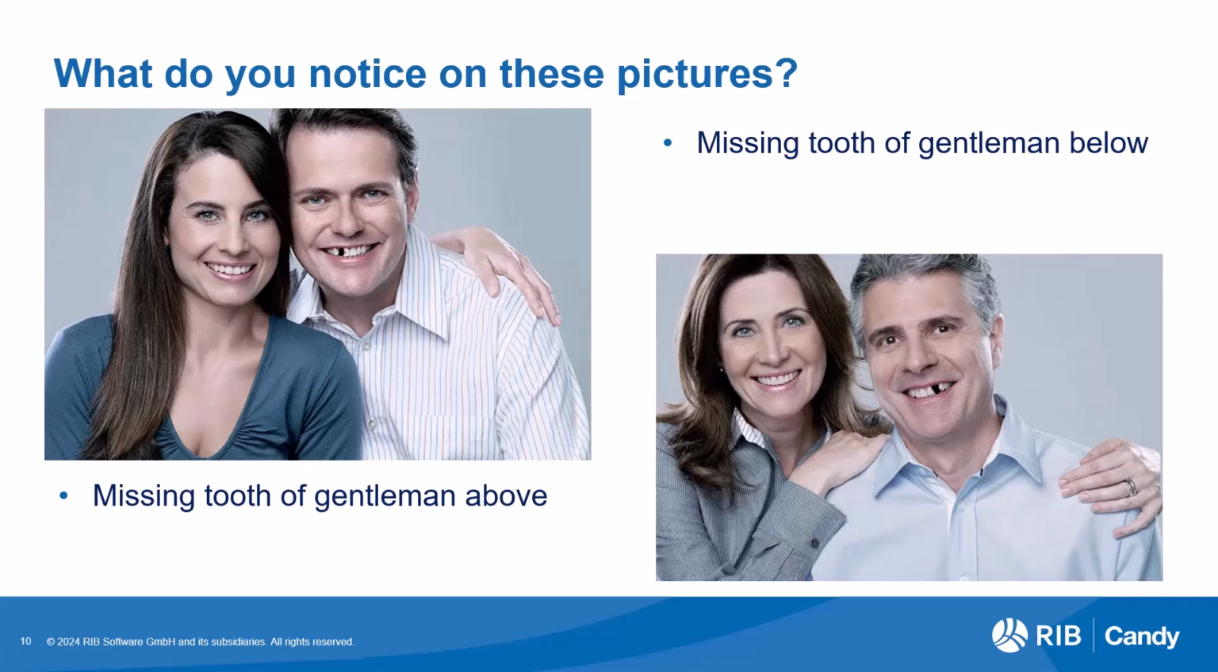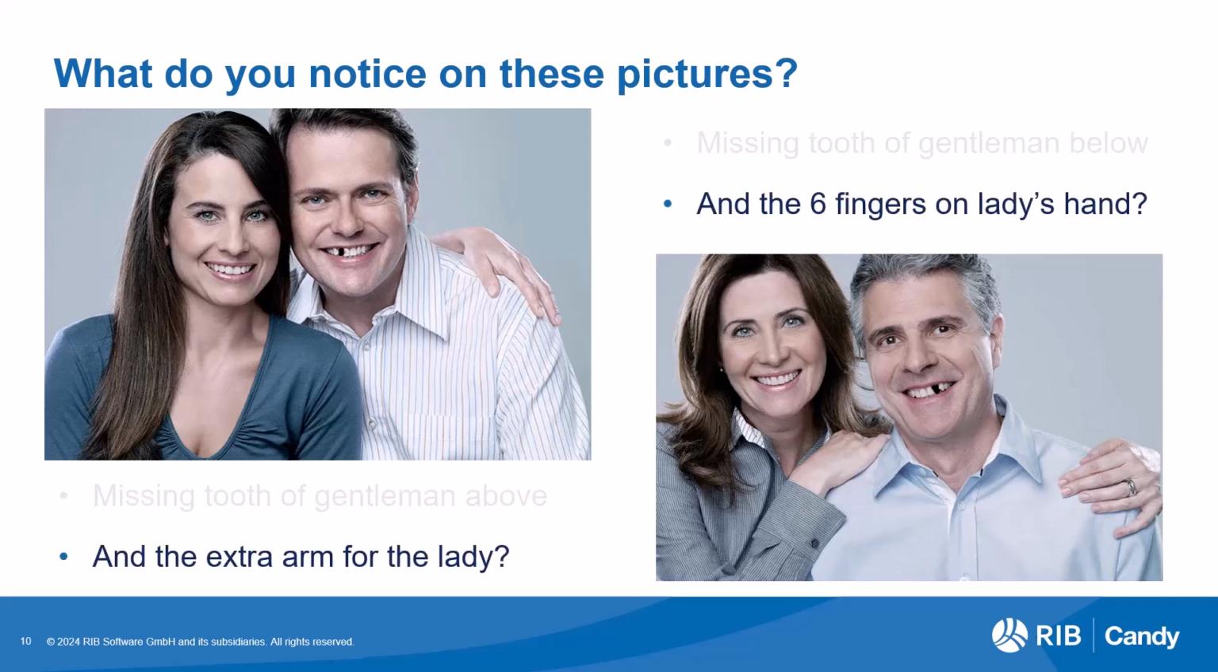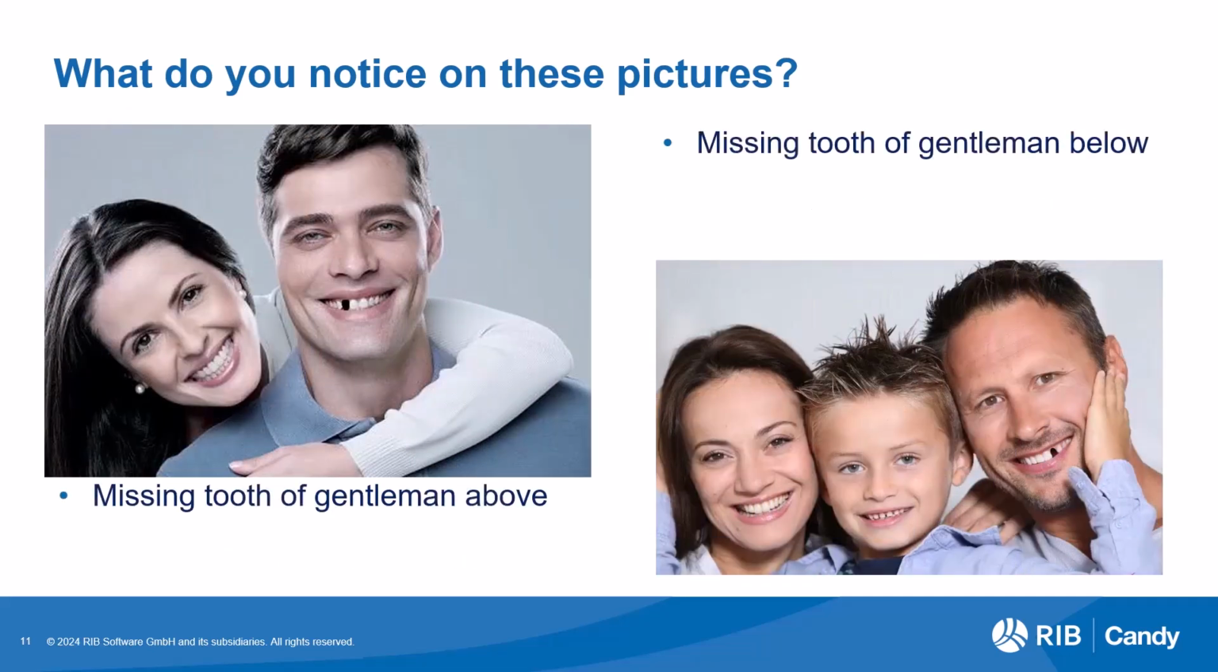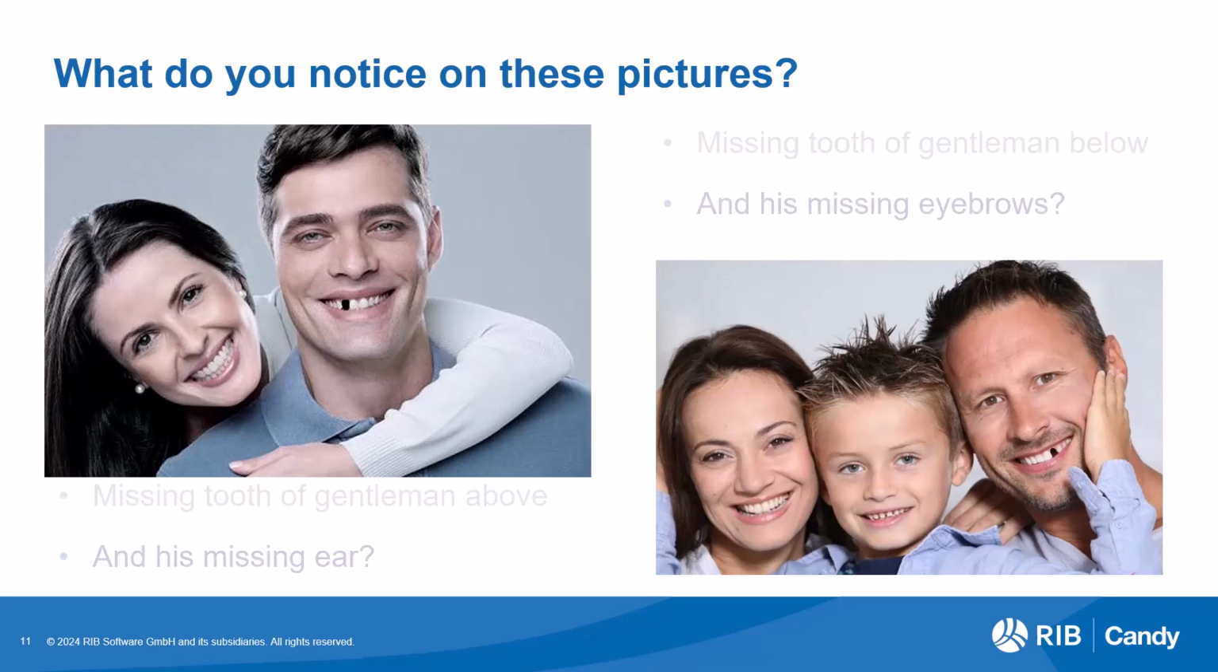What are the first two things you notice on these two pictures? You immediately notice the missing tooth of each of the gentlemen. However, did you notice the extra arm for the lady on the left, or the 6 fingers on the lady on the right hand? On this slide, again, the first thing you notice is the missing tooth for both gentlemen. The fact that the gentleman on the left is missing an ear and the gentleman on the right is missing his eyebrows is only noticed when you had time to study the picture for a second or two.